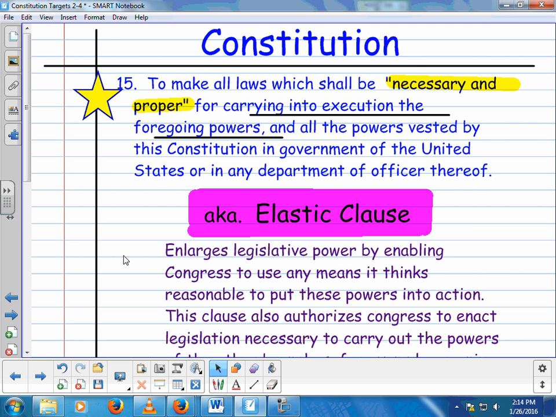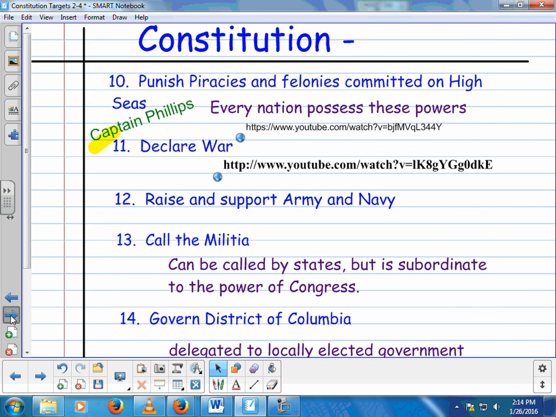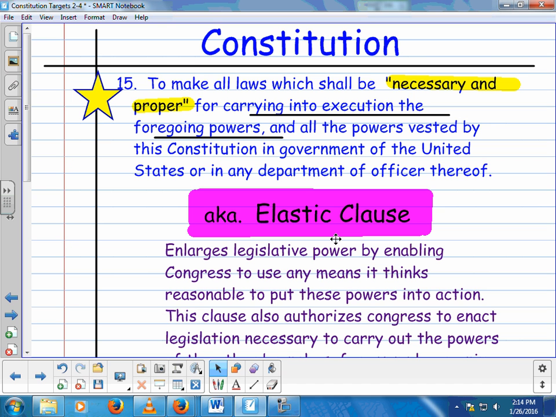Now, that is the language of the Constitution. Kind of hard to understand. Basically, what it's saying is that Congress is permitted to make any laws that are necessary and proper for carrying out all the duties the Constitution has given them. In other words, all this stuff back here, they have to be able to grow with the times.